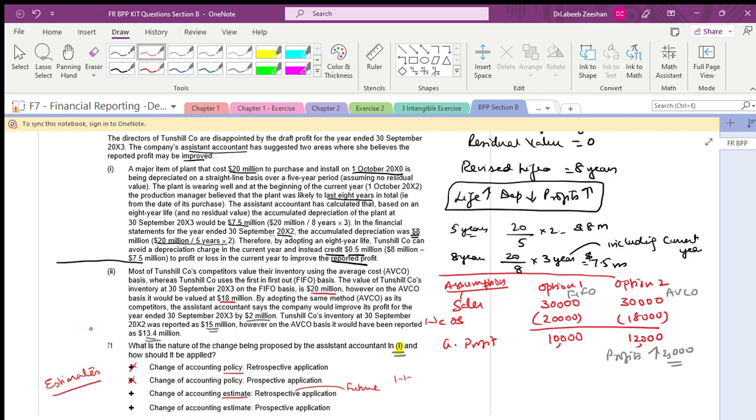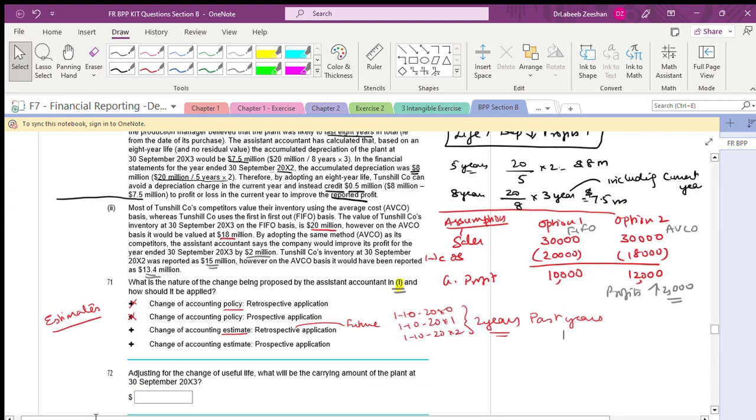Already what happened? 1/10/2000, 1/10/2001, 1/10/2002. Already how many years have happened? 2 years. They are not doing anything for the past years. They are taking into consideration future years. Previously it was 5 years. Now they have revised it to 8 years. Now already 2 years have passed, which means for the next 6 years.